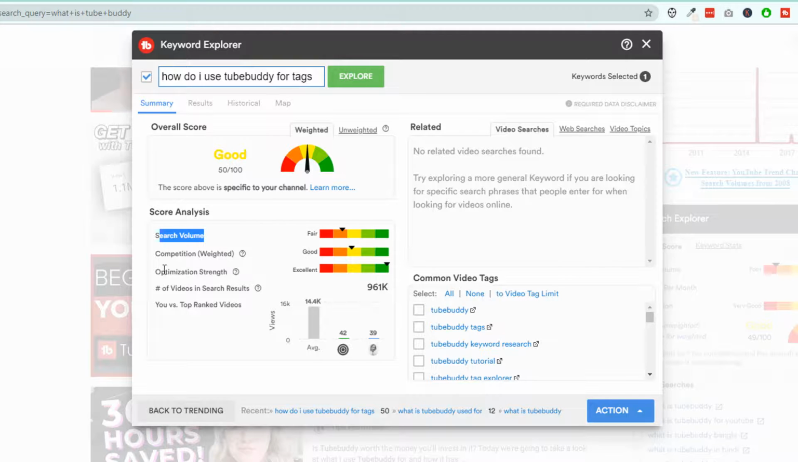So that's what optimization strength is, that's what it's about. And if it says good, excellent, or just anything from yellow and above, it's a good one to go after.